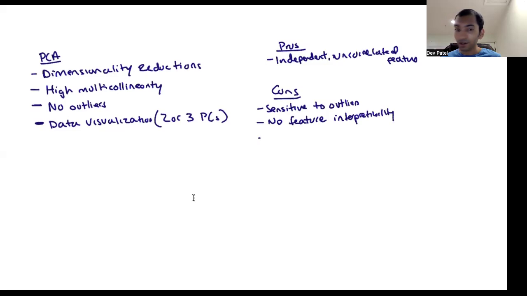Also, it is a linear dimensionality reduction. So if you have a data set where the relationships between your variables are actually nonlinear, say they're exponential or they're related by some other nonlinear function, then PCA will probably not yield very good results, because PCA is a linear dimensionality reduction algorithm.